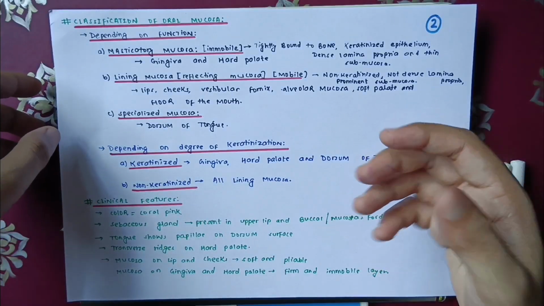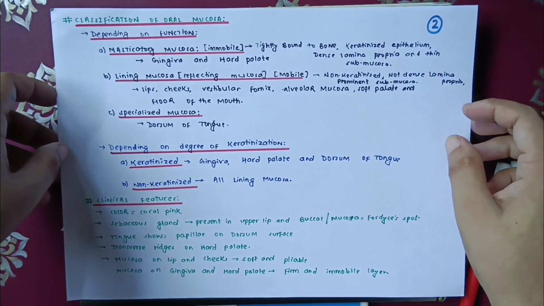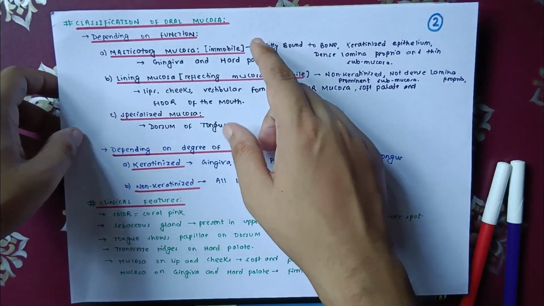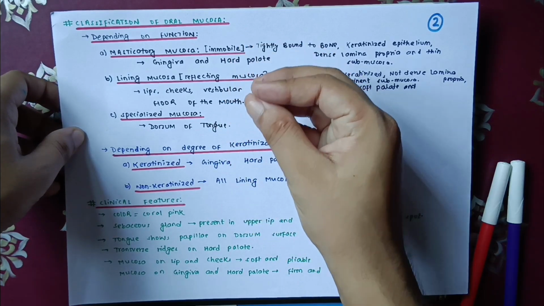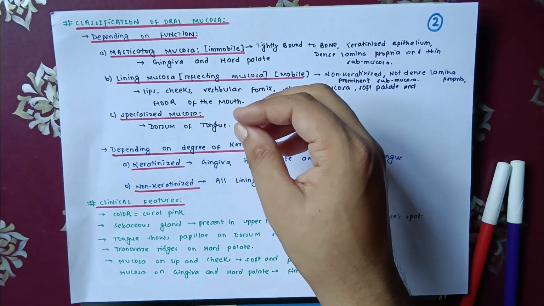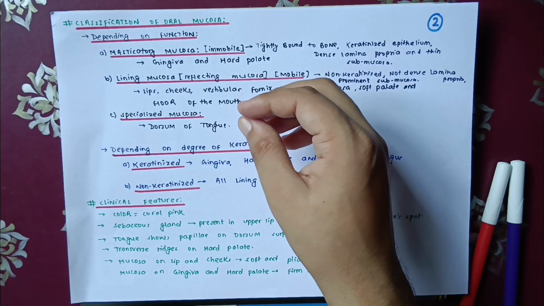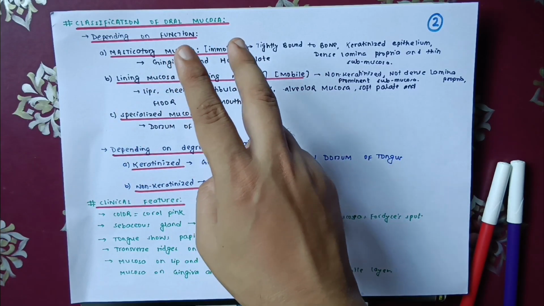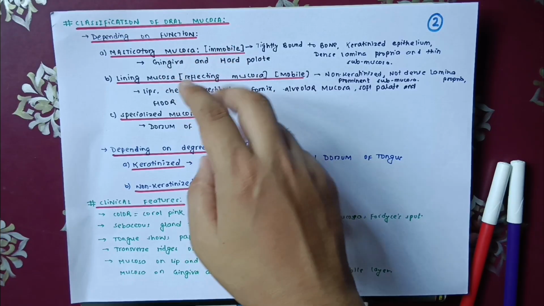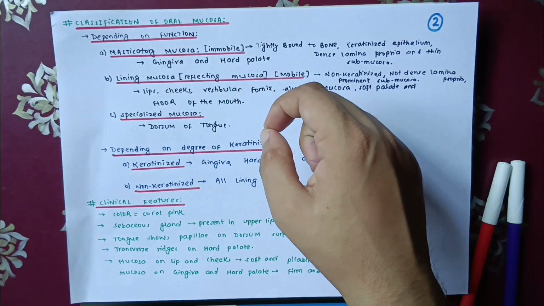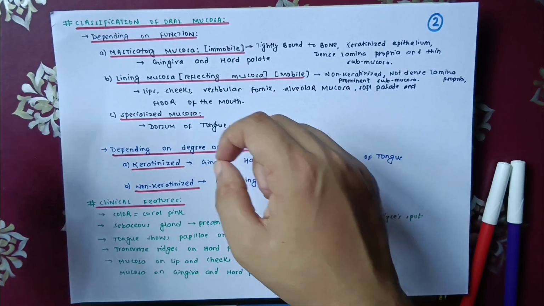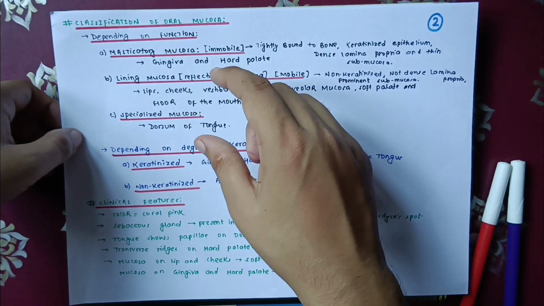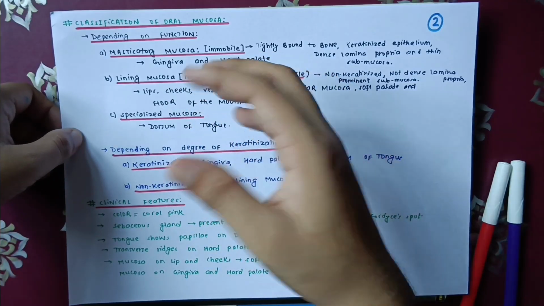Now we will discuss the classification of the oral mucosa. We classify the oral mucosa depending on two bases: one basis is the function and another basis is the degree of keratinization. First we will classify the oral mucosa depending upon their function.